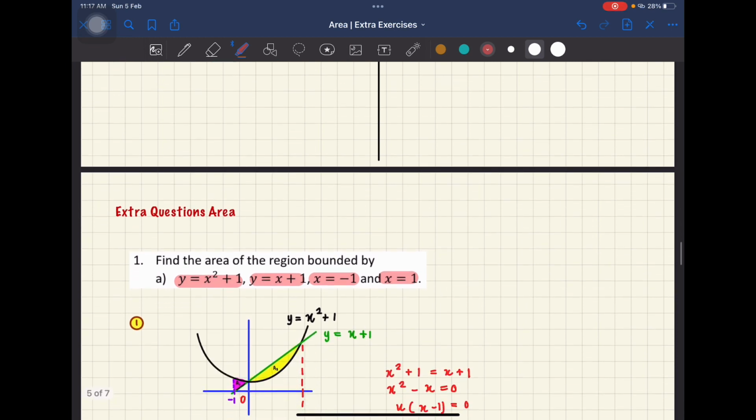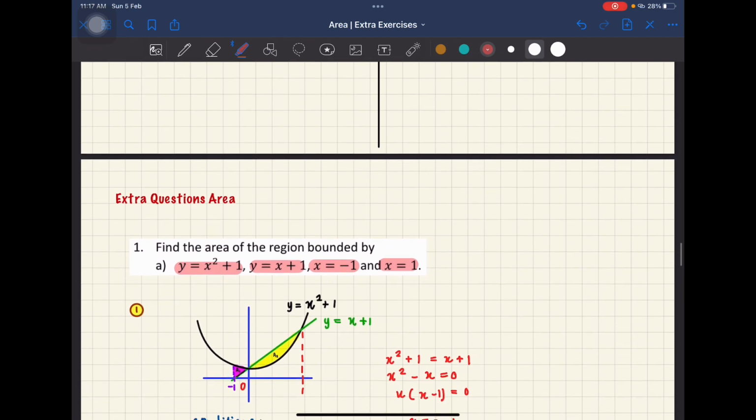Okay, so saya dah lukiskan untuk awak kat sini. So the first one, yang ini adalah quadratic. So it's a smile one. Okay, so yang warna hitam ni.